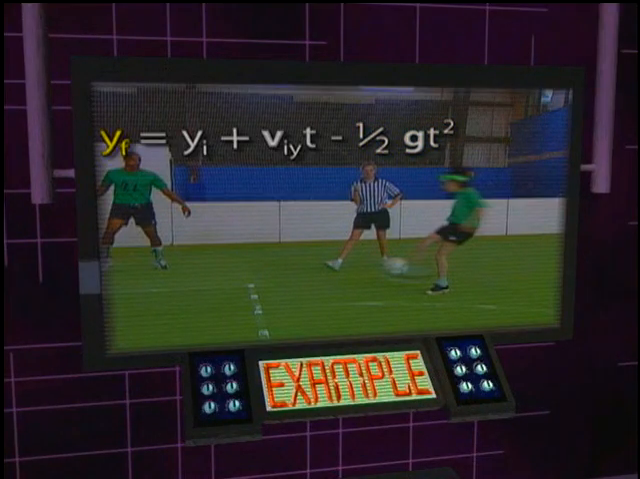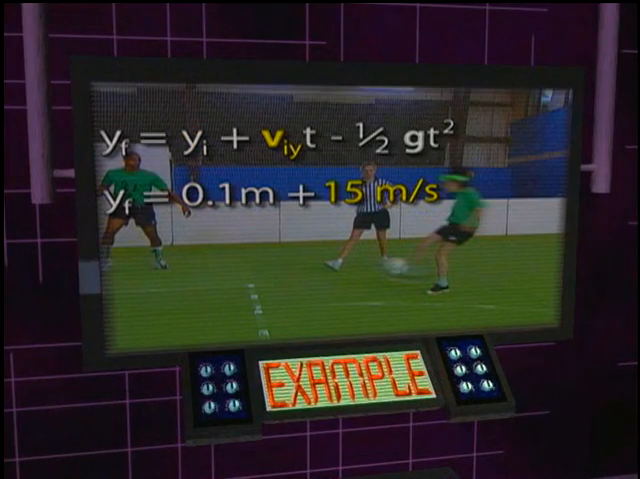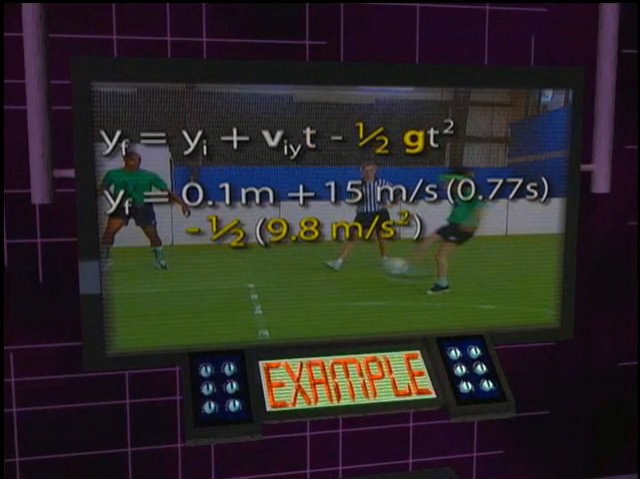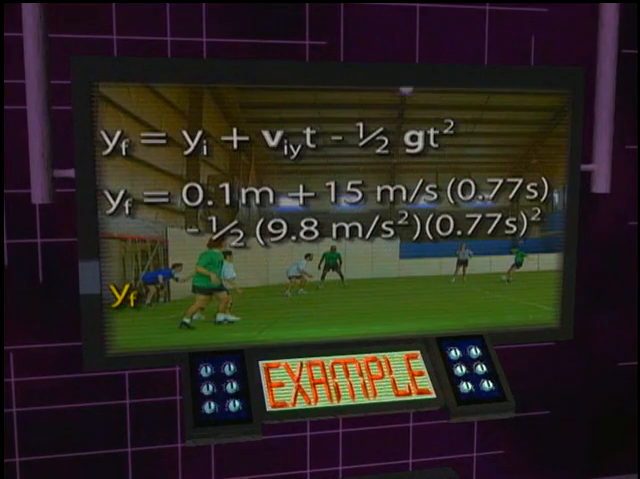Or in English, y final, the displacement of the ball as it reaches the net, equals y initial, which is the initial height where the ball was struck, plus the initial velocity in the y direction, 15 meters per second, times time, 0.77 seconds, minus 1/2 times the acceleration of gravity, 9.8 meters per second squared, times time squared, 0.77 seconds squared. Whew! Crank that out and you get the y final. The displacement of the ball when it reaches the net is 8.7 meters.